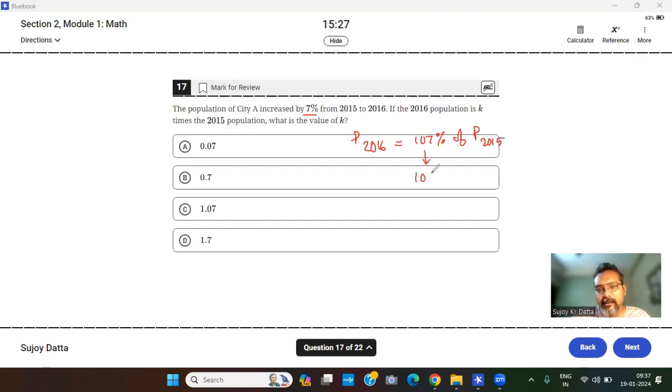107% basically means 107 over 100 times the population of 2015. Clearly, this is 1.07. So the answer is C. Just 2016 is 1.07 times that of 2015.